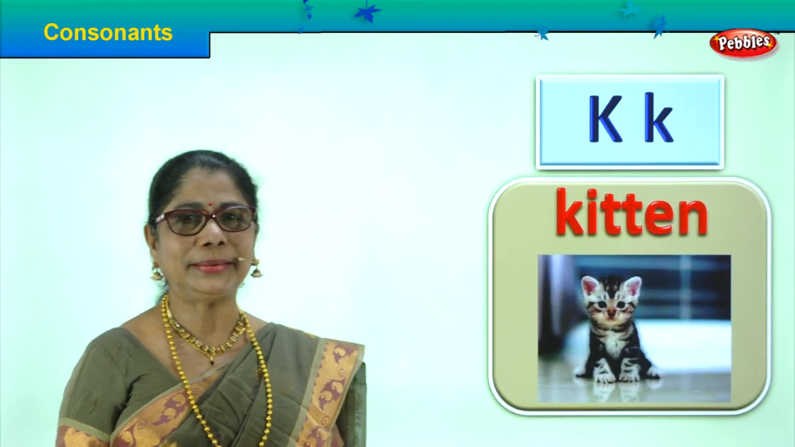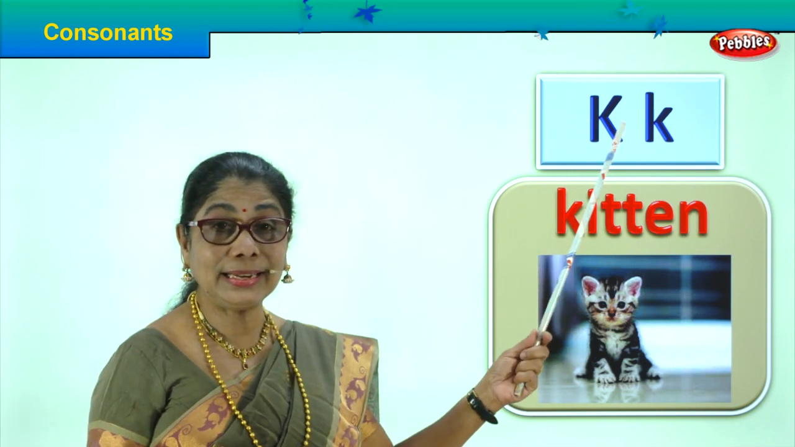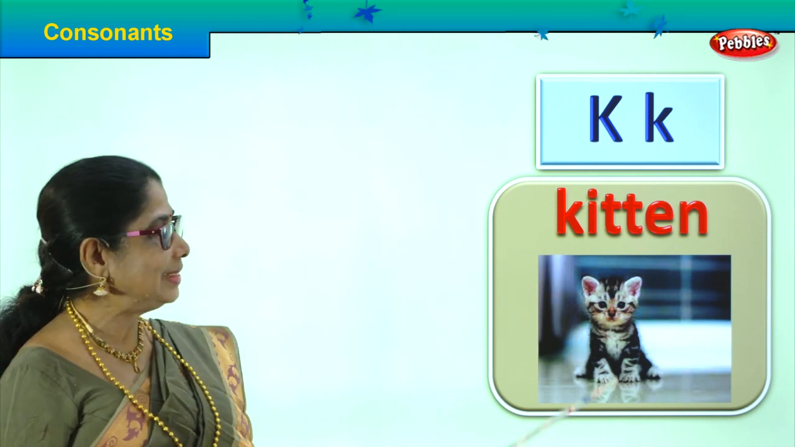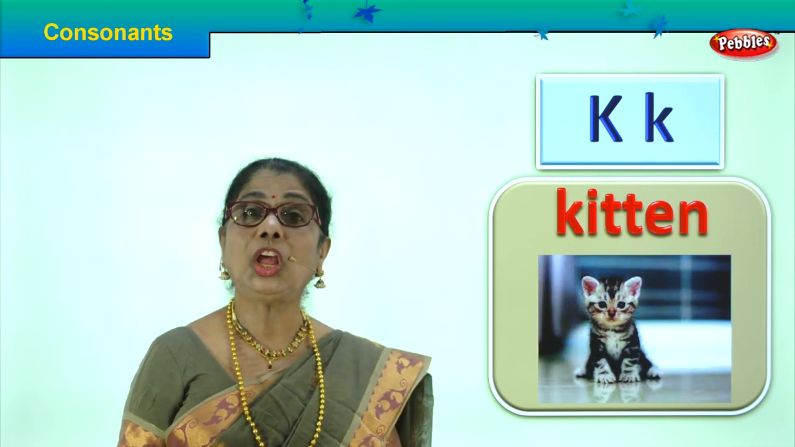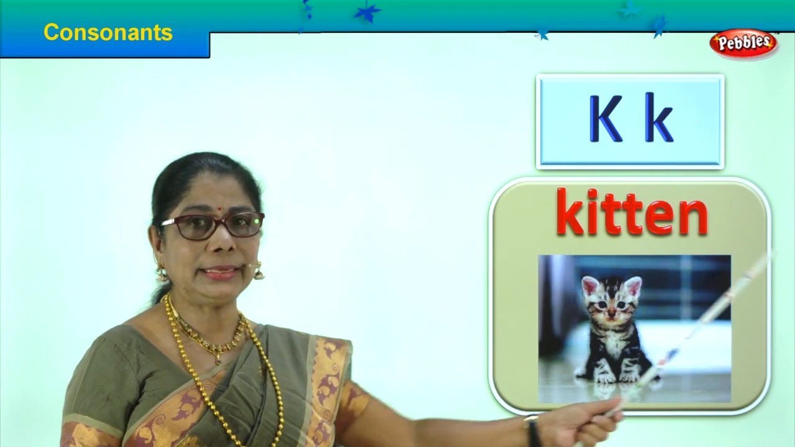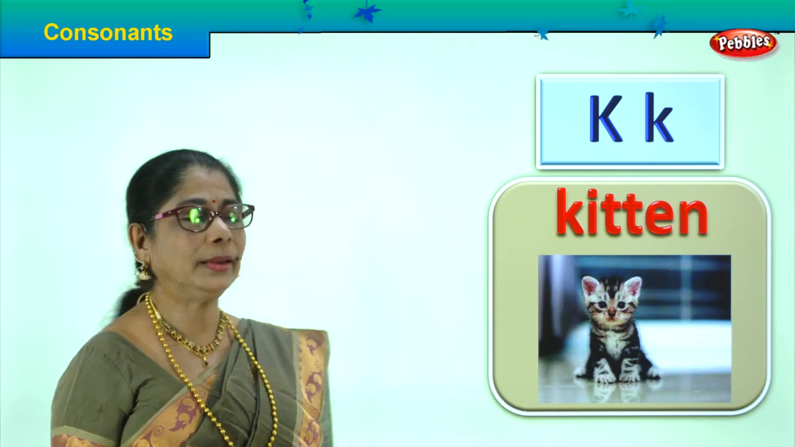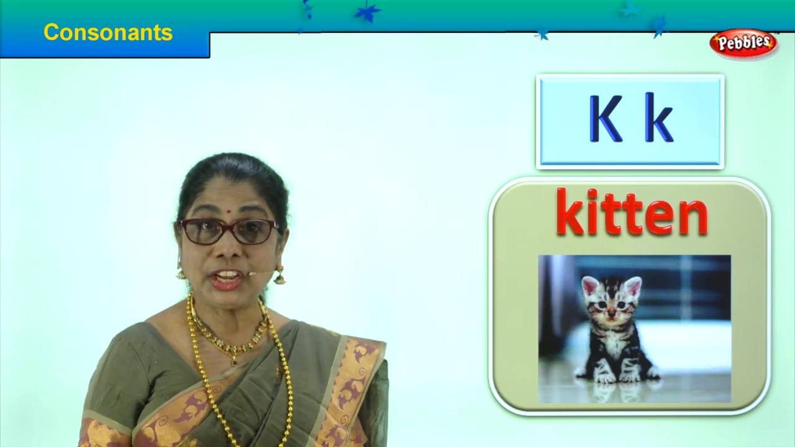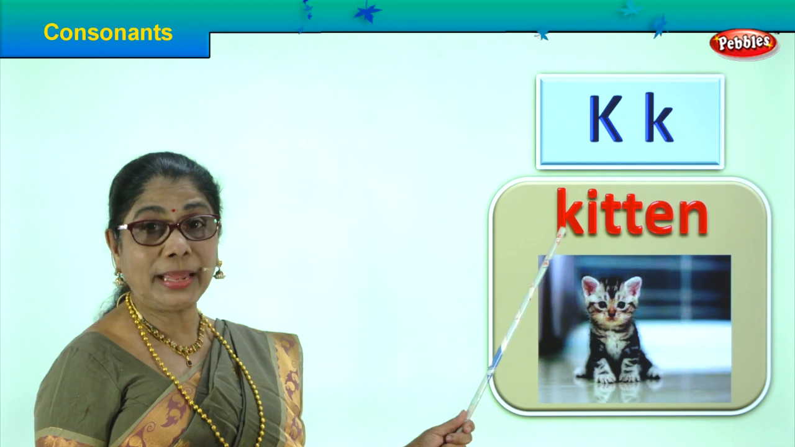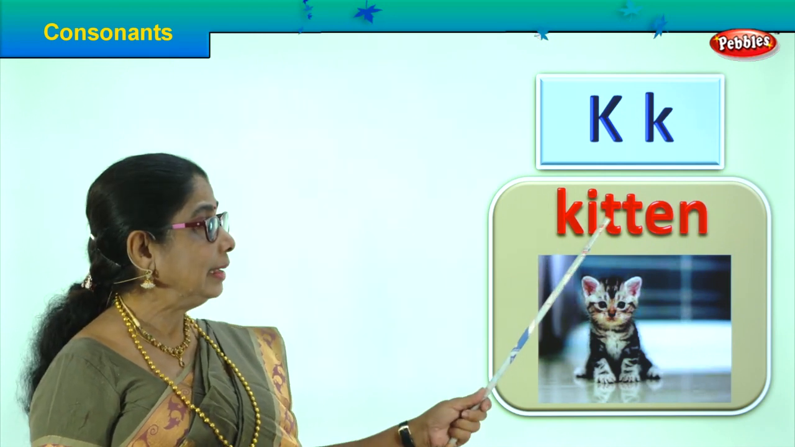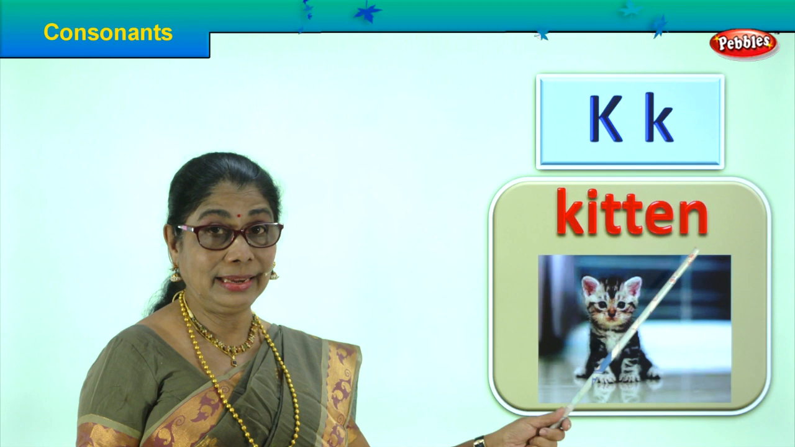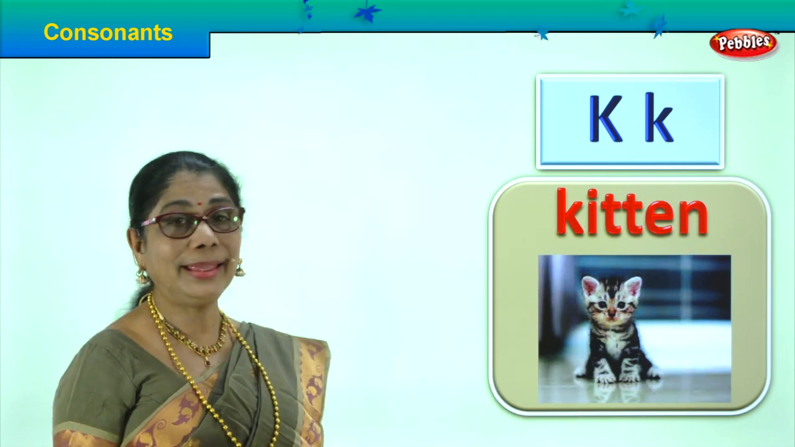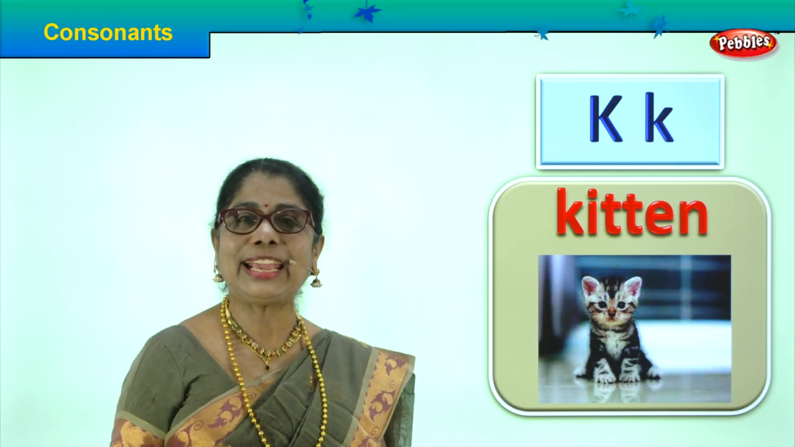Let's look at a new picture. Good. Here we are. Consonant K. Kitten. Good. This is the kitten. What's the sound of K? K. K, kitten. Spell kitten. K-I-T-T-E-N, kitten. The word kitten begins with the consonant K. Good. Let's take a new picture.